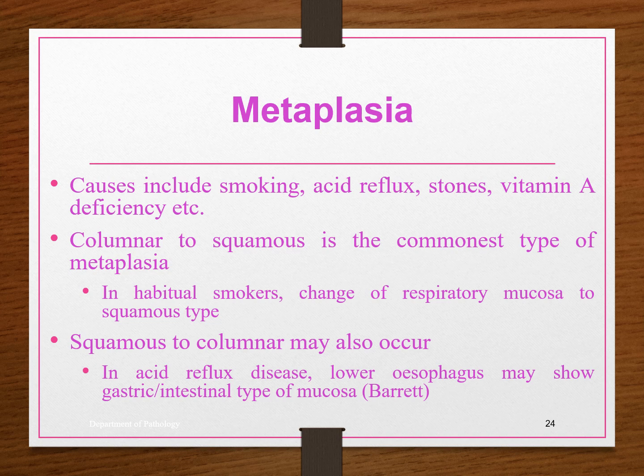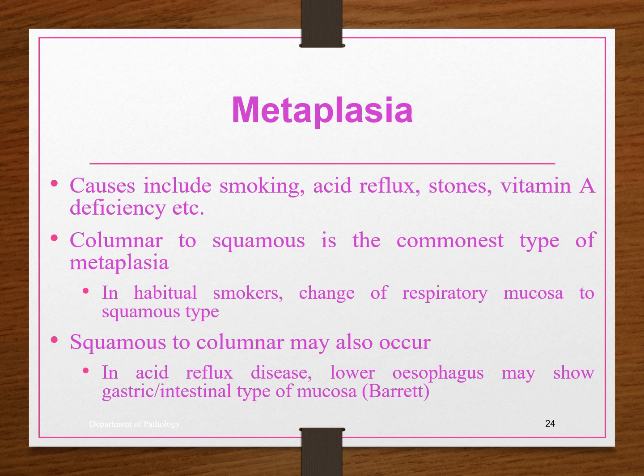Metaplasia causes include smoking, acid reflux, stones, vitamin A deficiency, and so on. There are two types of metaplasia. One is columnar metaplasia and the other is squamous metaplasia. If the columnar cells are converted to squamous, then it is the commonest type of metaplasia seen, and it is usually seen in habitual smokers, cigarette smokers. There will be change of respiratory mucosa to squamous type.